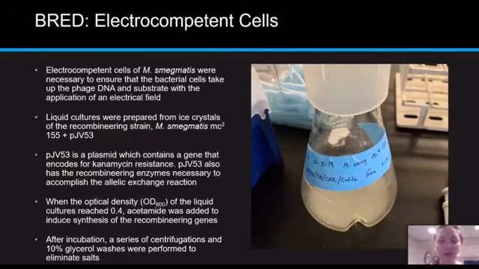pJV53 contains a gene that encodes for kanamycin resistance, which will allow us to select for bacteria that have this recombineering plasmid. More importantly, pJV53 actually has the recombineering enzymes necessary to accomplish these allelic exchange reactions. So Colby and I, like I said, created the liquid cultures. When the optical density reached 0.4, optical density is just a measuring of cell scattering, the acetamide was added, which turns on the recombineering genes.